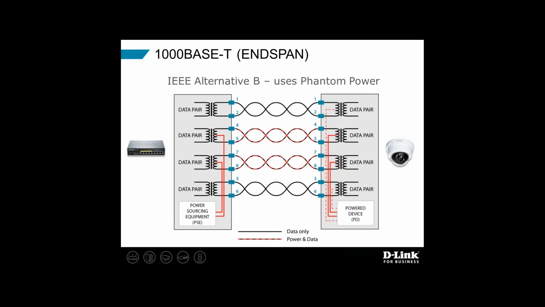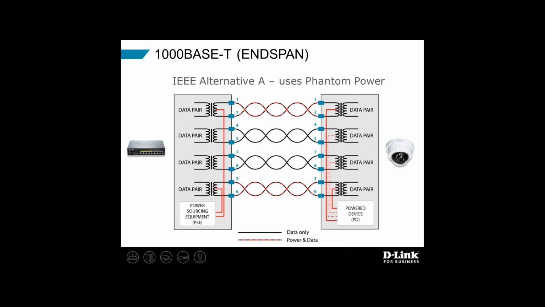Now when I shift into gigabit, remember in gigabit, all 8 conductors, all 4 pairs carry data. So in this case, with gigabit alternative B, I've got data on 1, 2, 4, 5, 7, 8, 3, 6, and the power, using phantom power, is also on 4, 5, and 7, 8. And then it stands to reason on my last slide here, gigabit alternative A, again, we've got data on all 4 pairs, and in this case, the power is riding using phantom power over 1, 2, and 3, 6.